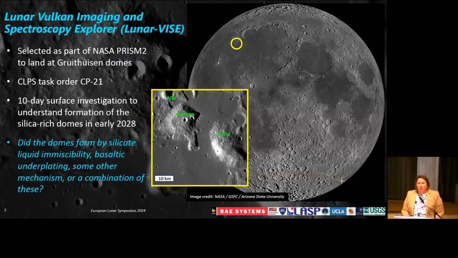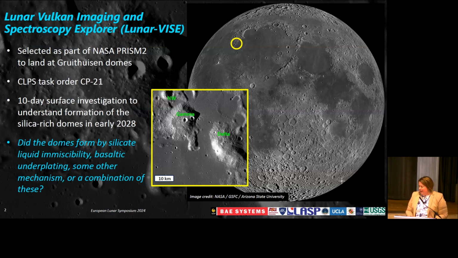Lunar-VISE is the Lunar Vulcan Imaging and Spectroscopy Explorer, which was a PRISM mission selected as part of NASA's second PRISM call to specifically land at the Gruithuisen domes. For our 10-Earth-day science investigation, we're going to be looking at understanding and addressing questions about how these silicic volcanic features formed.